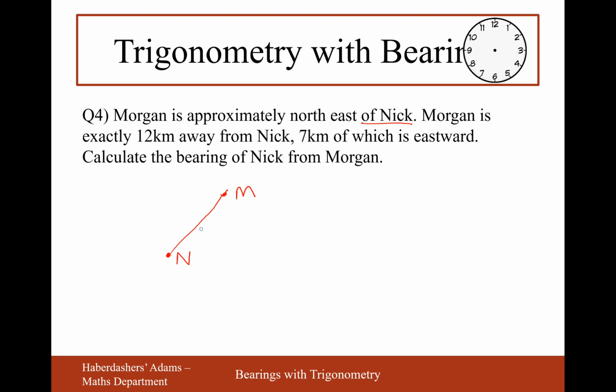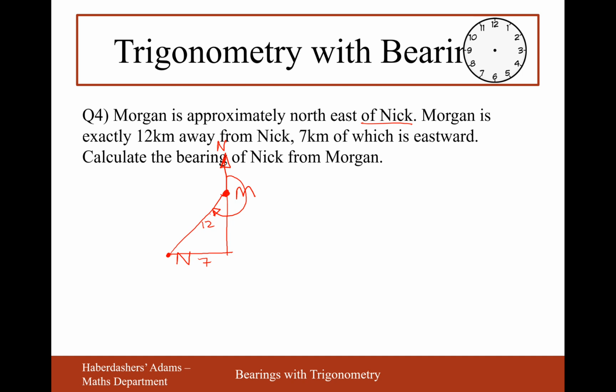Morgan is exactly 12 kilometers away from Nick, 7 of which are eastward. So what I'll do with this one here is I'll draw my line eastward by 7 and then connect the two together. Calculate the bearing of Nick from Morgan. So I'm going to start up at Morgan this time, and then that'll be my north line, and then it'll be rotating round to get to Nick.